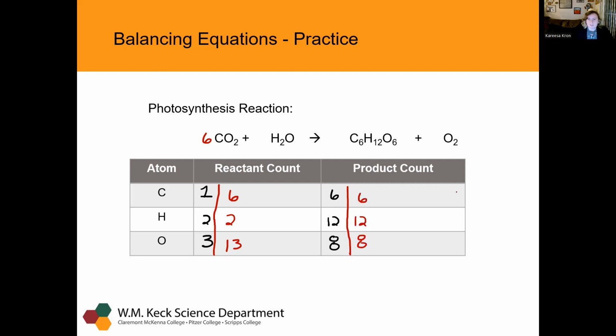So now when I look at the system, I notice that O2 is by itself, whereas hydrogen is bound to oxygen in water. And so the next thing I might try to do is balance the hydrogens. In order to get up to 12 hydrogens in glucose, I need to multiply my water by 6, which I'll do in another color.